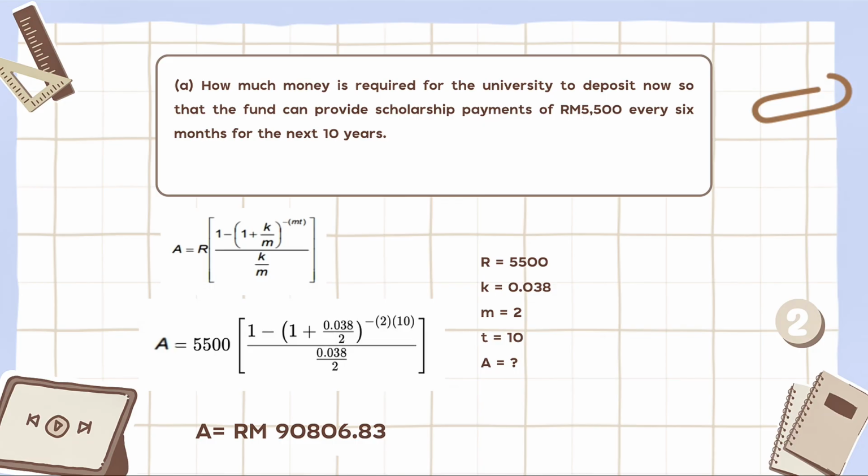Now we have to find the A by substituting all the information inside the formula. The answer of the equation is RM 9,806 ringgit and 83 cents.